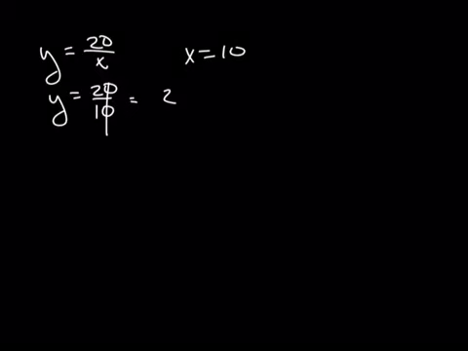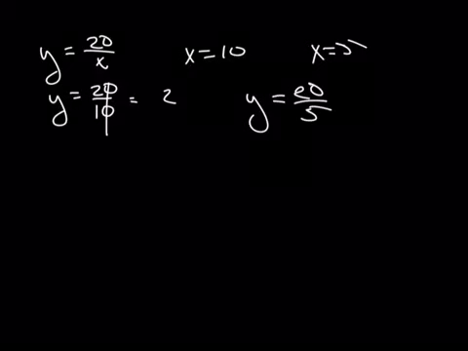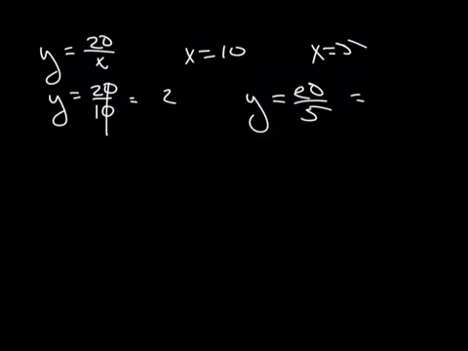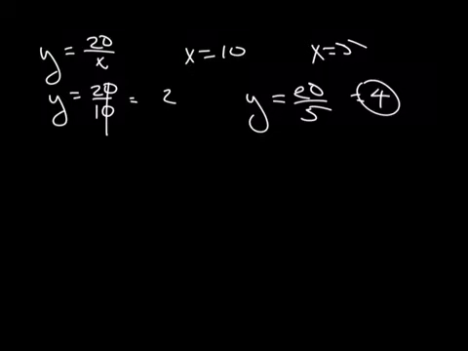Now if you look at the b part, it says, what if x is 5? Then we do the same thing. We take our 20 over x, but instead of an x, we put a 5, and 20 divided by 5 is 4. So you get two answers for number 15, and that will be the same with 16, 17, and 18 as well.